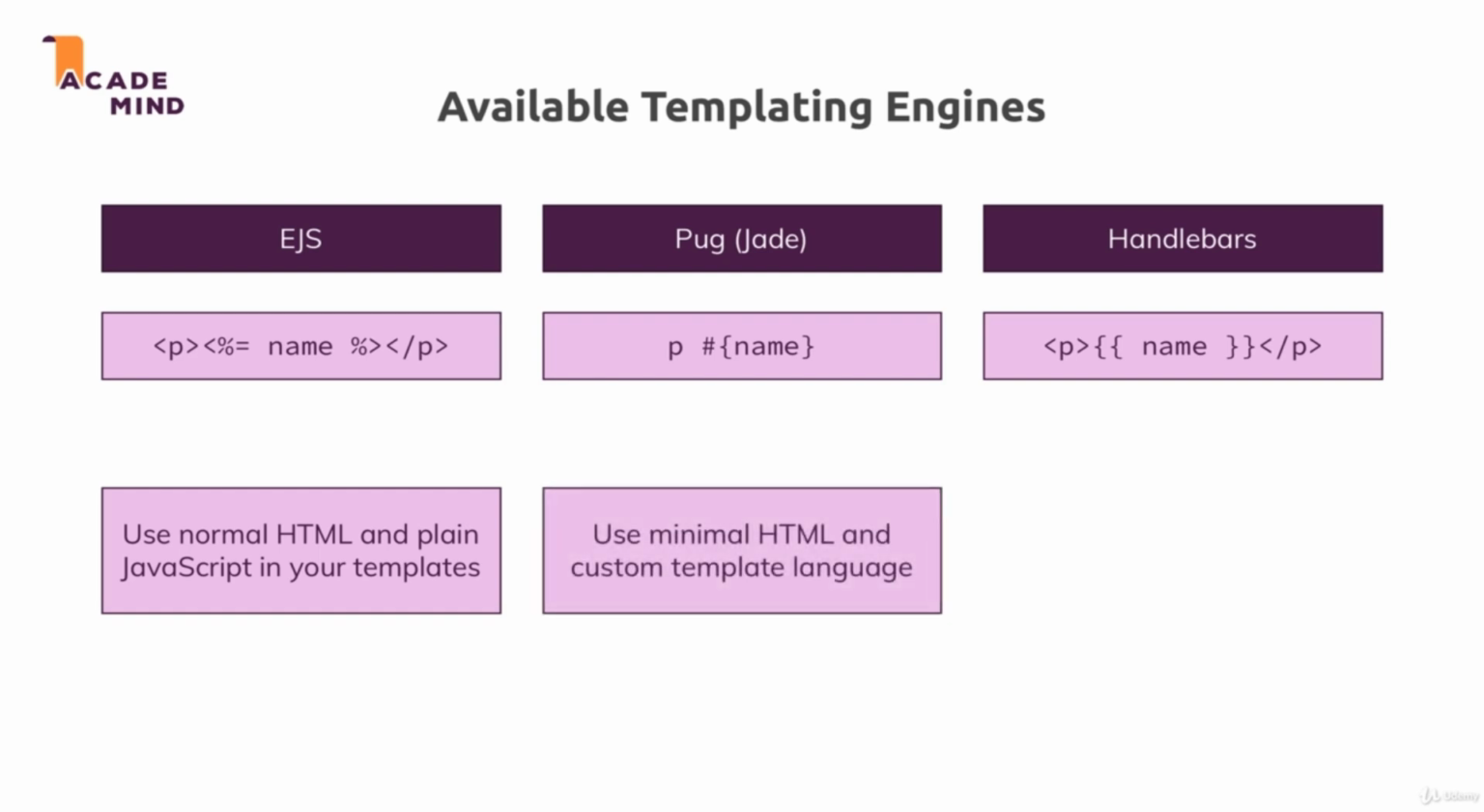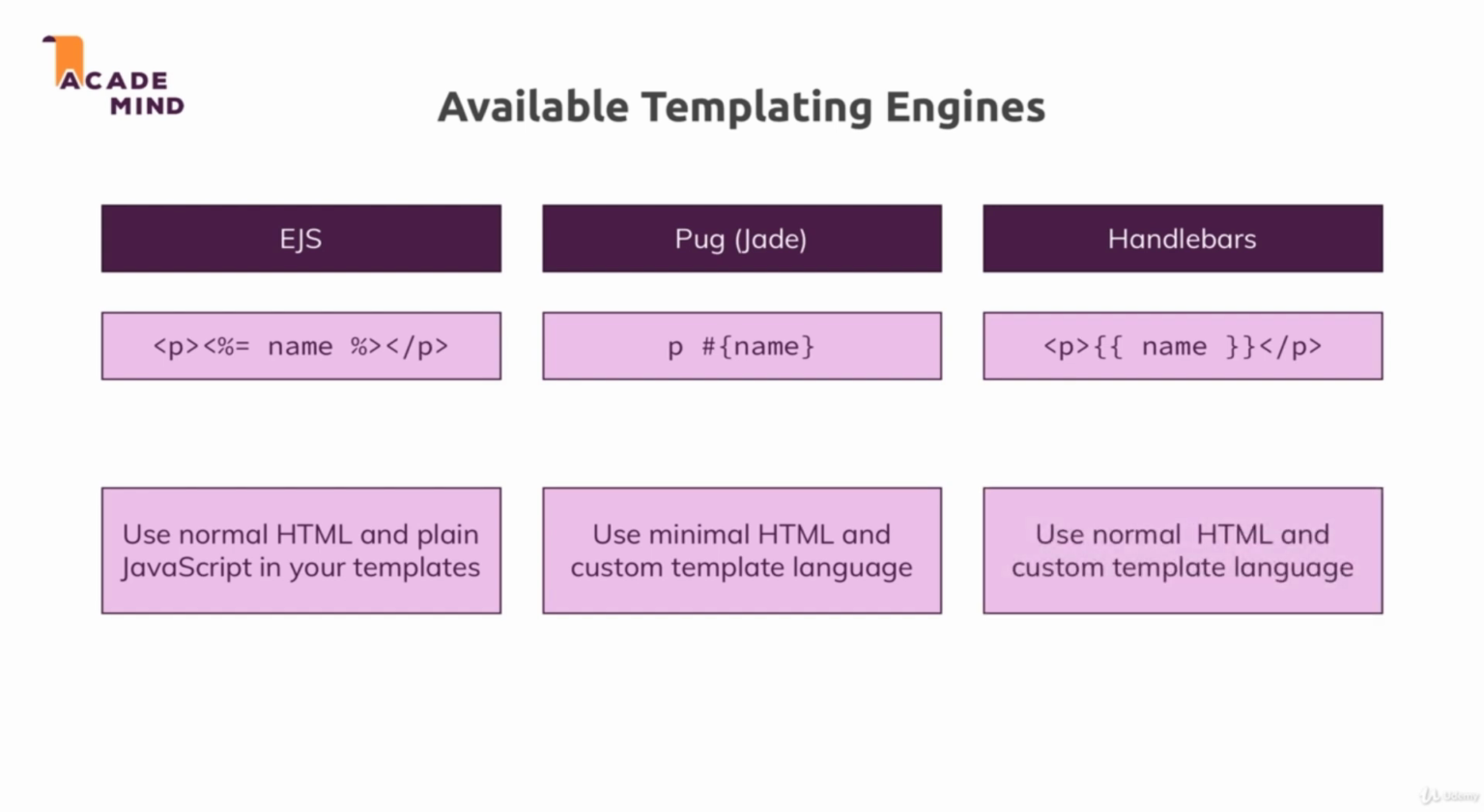Pug uses a minimal HTML version and a custom template language, which is extensible, but generally offers only a set of things, of operations you can do. But if statements and lists would be included, iterations would be included. Handlebars uses normal HTML, but also a custom template language with a limited set of features, again, including common things like if statements or lists. So these are 3 popular templating engines.